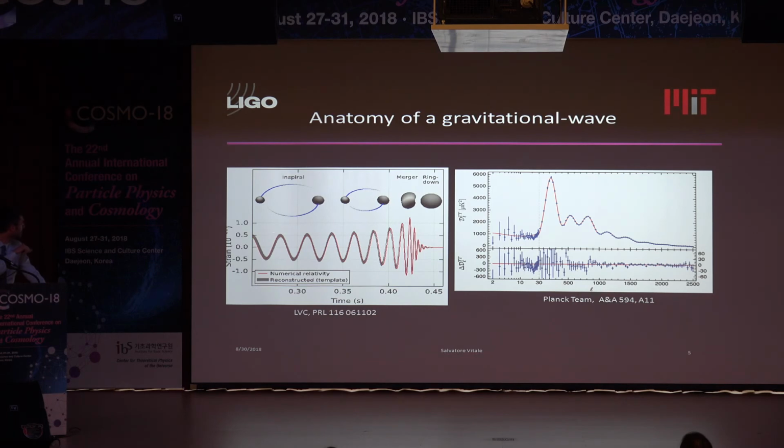From the fact that the amplitude is monotonically increasing, I can tell you that either there were no spins or the spins were aligned with the orbital angular momentum. And from the phase evolution, I can tell you what the total mass is, or the chirp mass, rather. But today, more important, what I want to focus on is the overall amplitude. From the overall amplitude, I can tell you how far the system was.